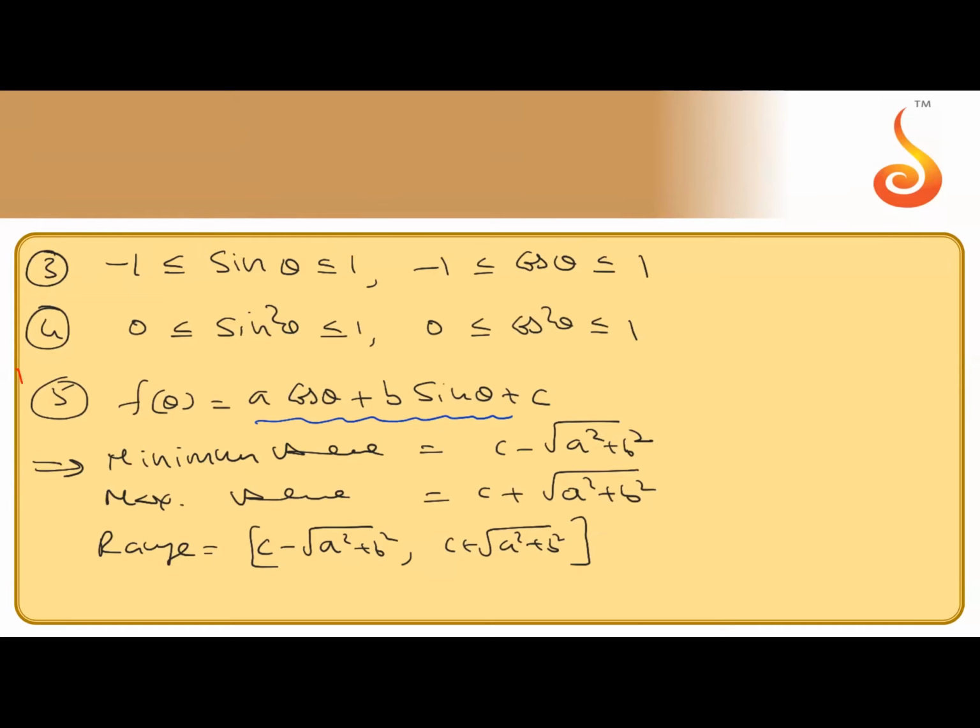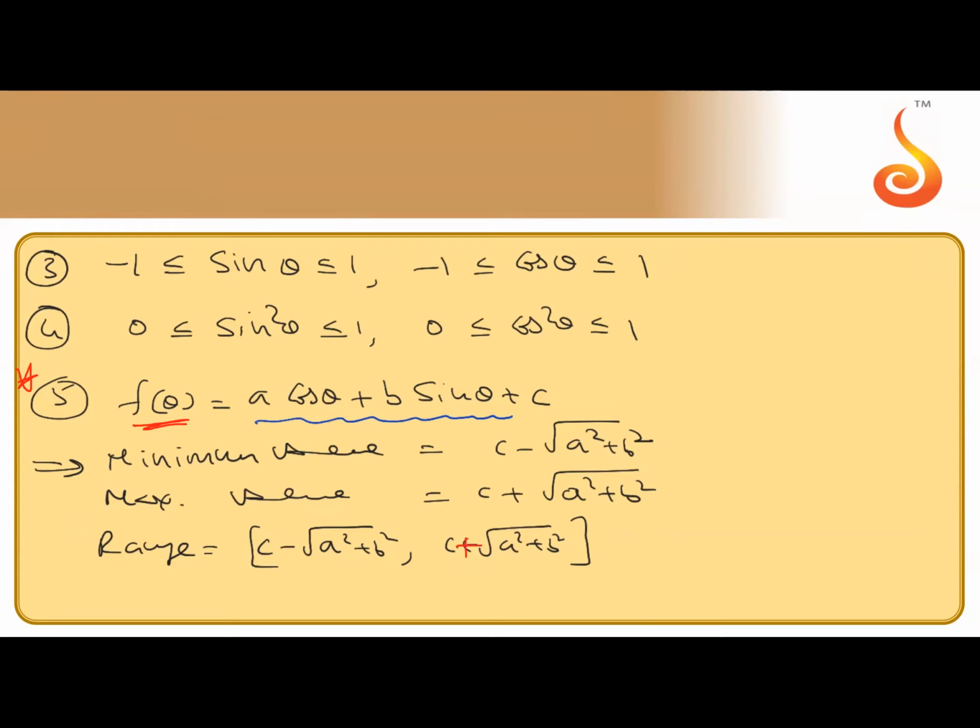And next, this is another important formula. F of theta equals a cos theta plus b sin theta plus c. What is the maximum value and minimum value of this expression? The minimum value is c minus root over a square plus b square. The maximum value is c plus root over a square plus b square, and the range will be c minus root over a square plus b square to c plus root over a square plus b square. That is the range of the expression.